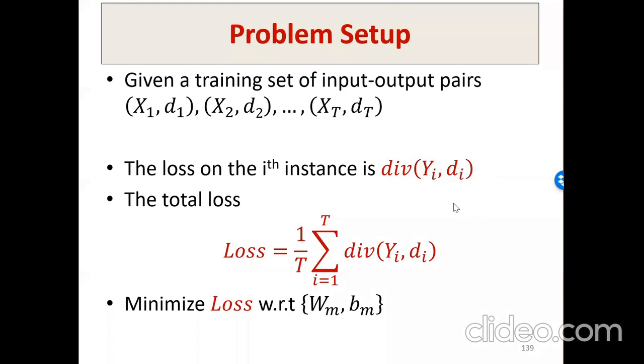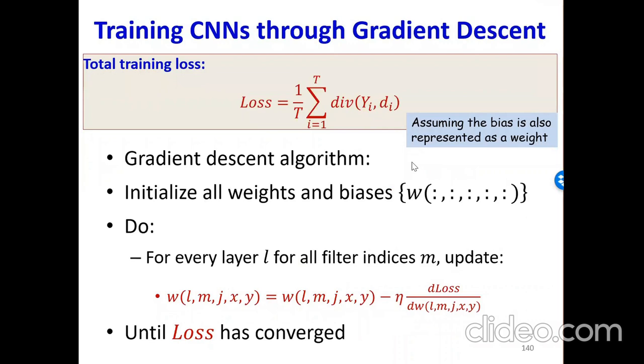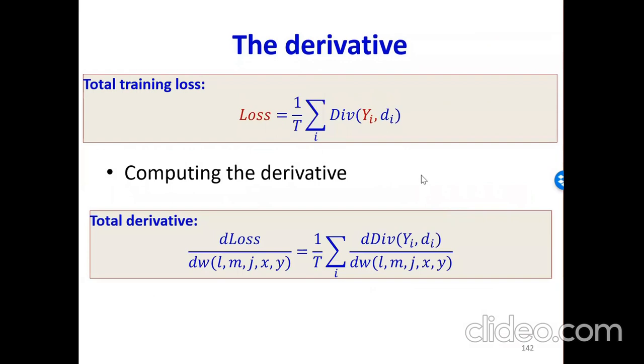And so here is the gradient descent algorithm. To train the CNN, we'd initialize all the weights and biases and iteratively apply the usual gradient descent rule. The key component here is how do you compute the derivative of the loss with respect to the individual parameters of the network? Now, again, the loss is the average of divergences. So the derivative of the loss is the average of the derivatives of the divergences with respect to the parameters. So the term we want to compute is this one. How do you compute the derivative of the divergence between the actual and desired outputs of the network for any input with respect to the individual network parameters, which are basically the filter parameters?